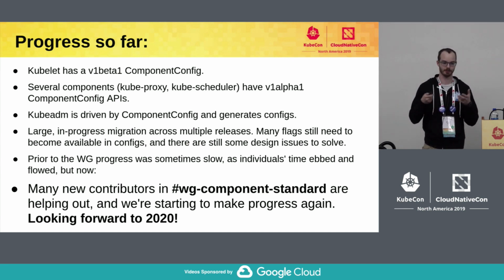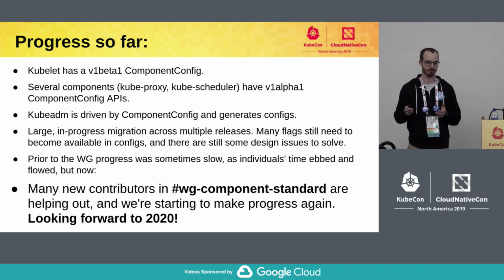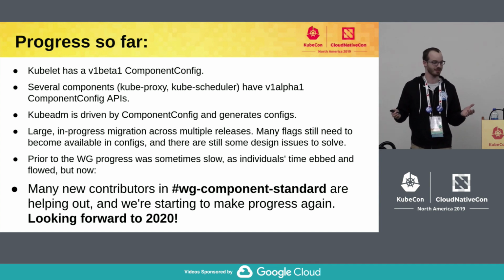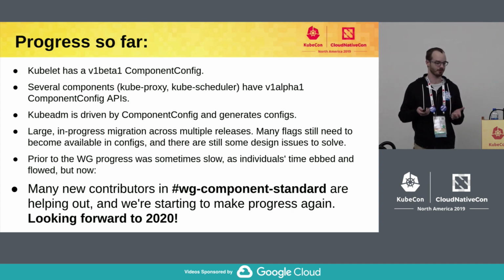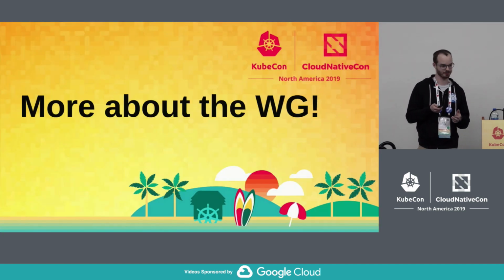So that was a big reason that we started Working Group Component Standard, was to further this component config work. And then we realized that there are some other areas with a lot of refactoring and standardization that are needed in the project. So we didn't just make it Working Group Component Config, we made it Working Group Component Standard. And what we're really excited about is we've recently started to get a lot more contributors looking to help out. And so we're looking forward to 2020 making a lot more progress.